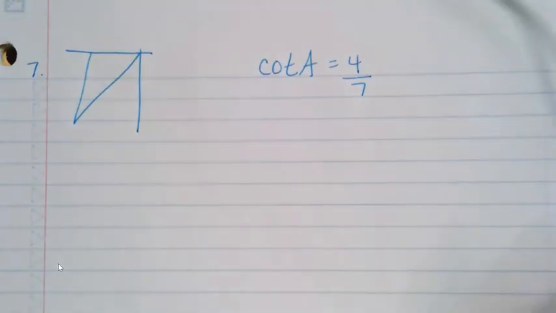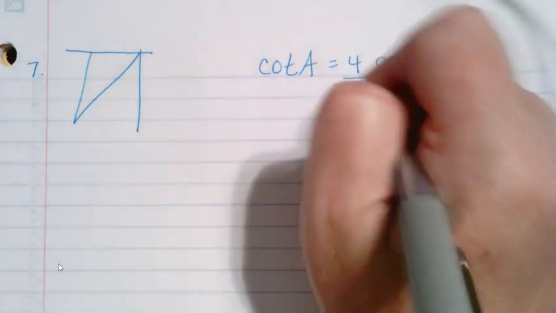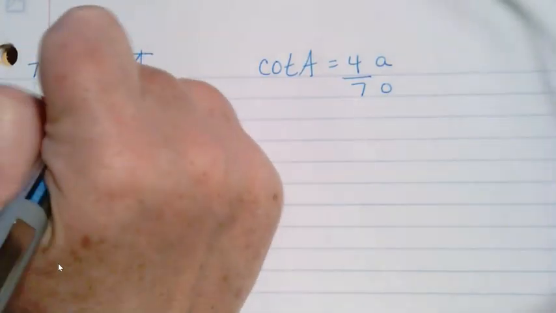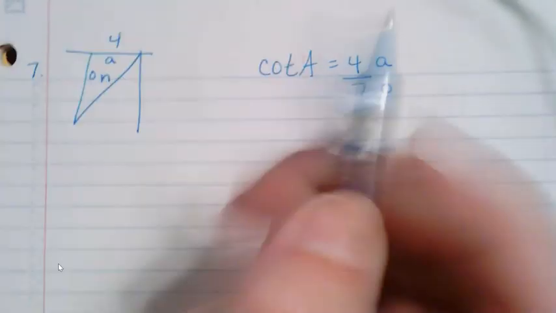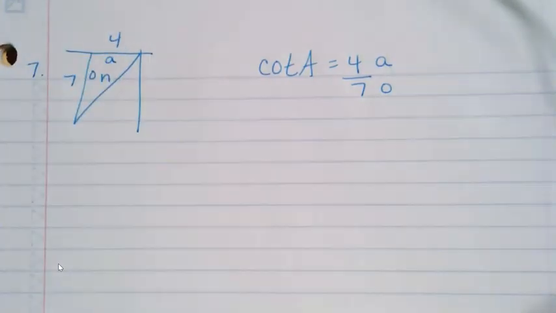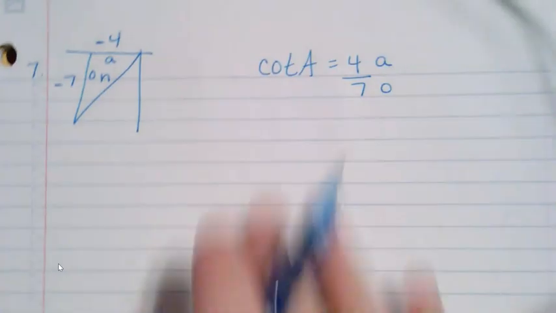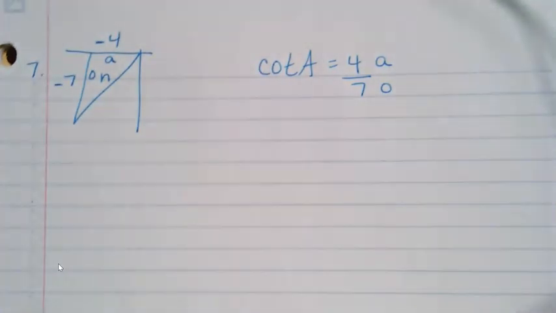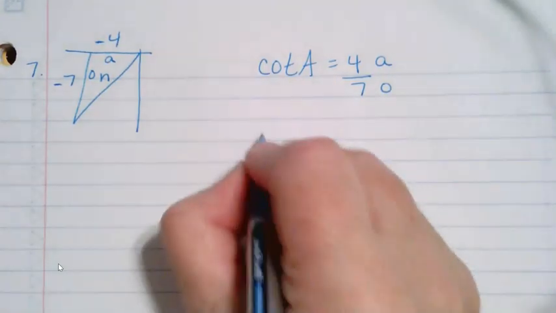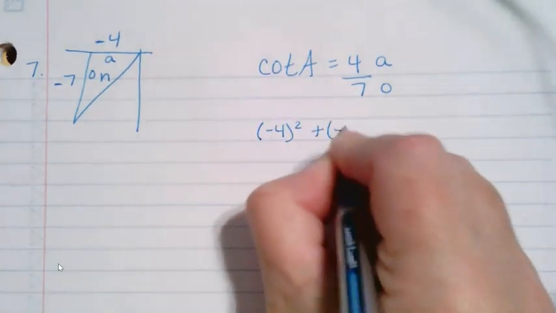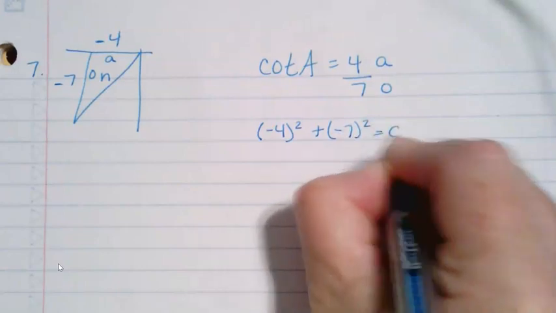So we know that's the opposite of tangent, so it's A over O. Label your triangle. So 4 and 7. Because we're here in quadrant 3, negative. So now we got to go find the hypotenuse. So you're going to do negative 4 squared plus negative 7 squared equals c squared.